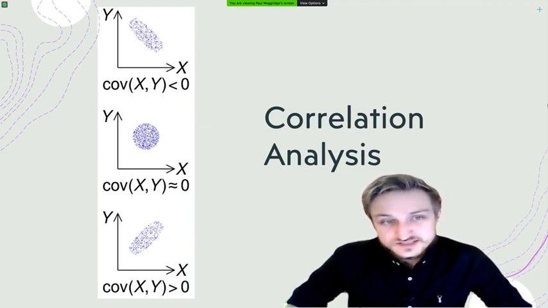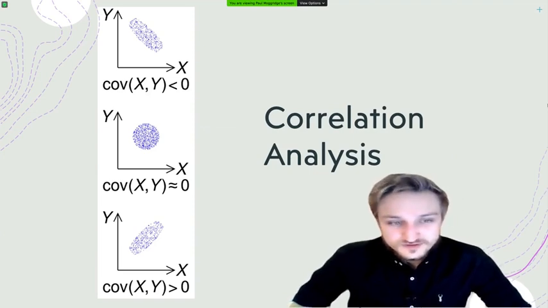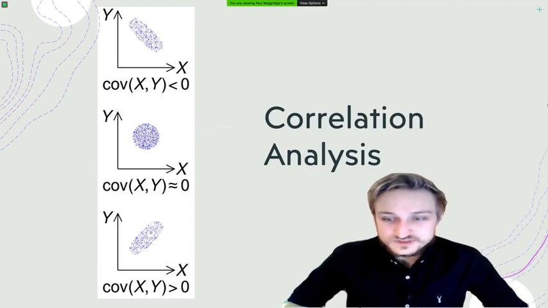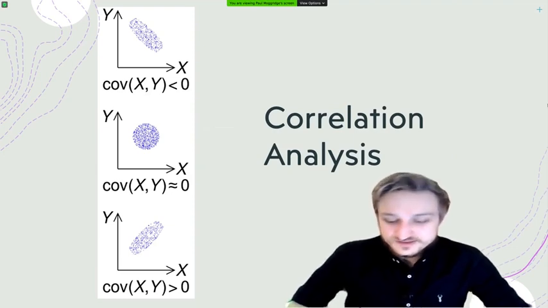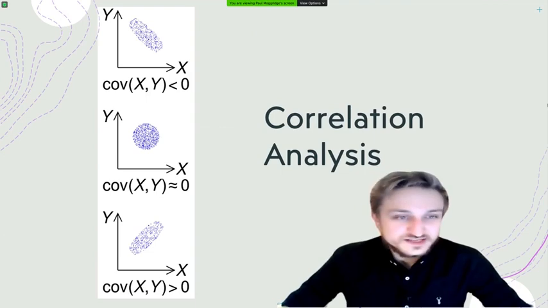If there's a negative correlation, it'll be less than 0. It'll be around 0 if there's no correlation, and it'll be greater than 0 if there's a positive correlation between those two attributes, x and y, those two columns, x and y in this case.